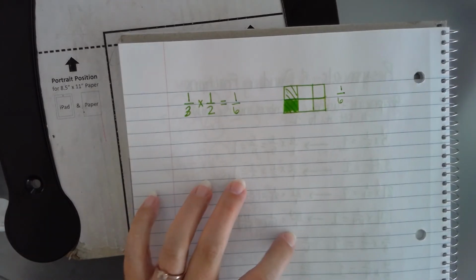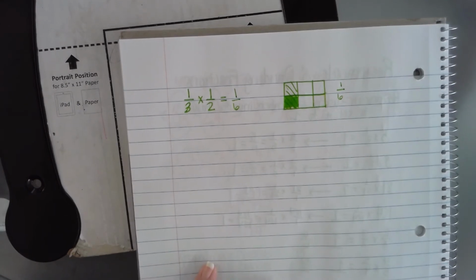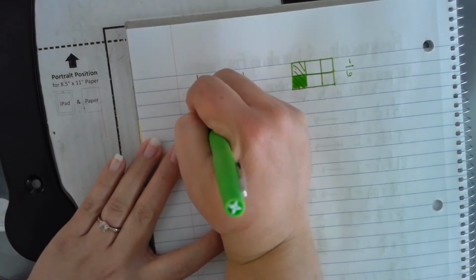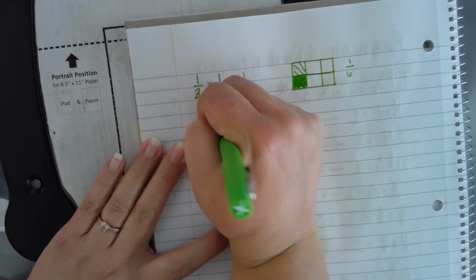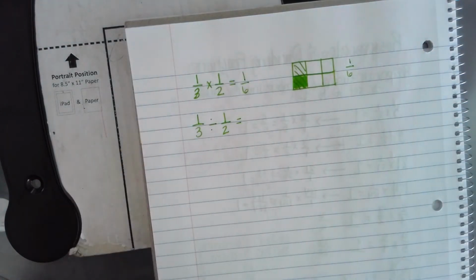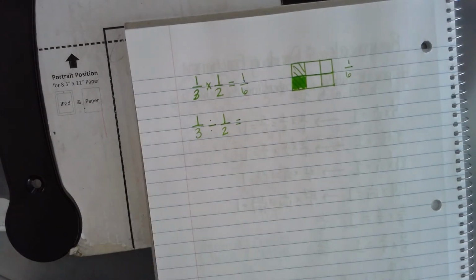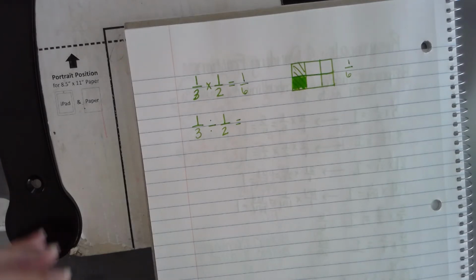So let's look at how it's going to affect us when we're doing a division problem. I'm going to take the very same numbers. 1/3 divided by 1/2, sorry. 1/3 divided by 1/2. It gets tricky because there is an underlying math rule that some teachers don't tell you, and I'm going to give you the secret.